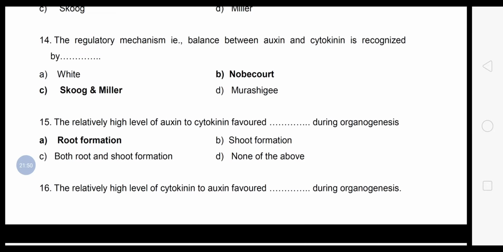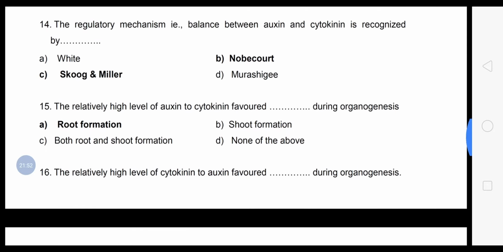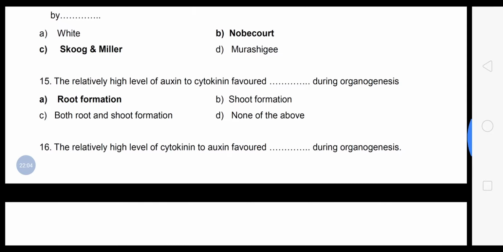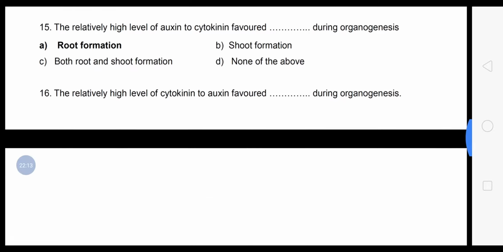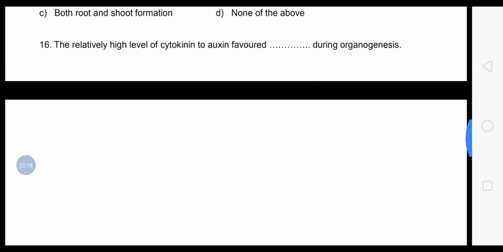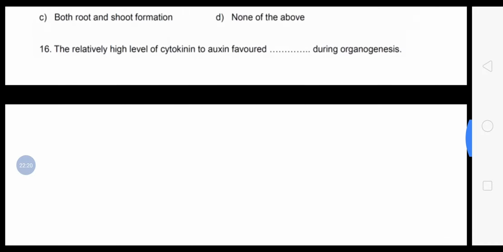The answer here is Skoog and Miller. A relatively high level of auxin to cytokinin favors root formation. Where auxin is higher, that will give rise to roots. Where cytokinin is more, it will give rise to shoots. And if the amounts are equal, that gives rise to callus. A relatively high level of cytokinin to auxin is favored during shoot formation. Okay.